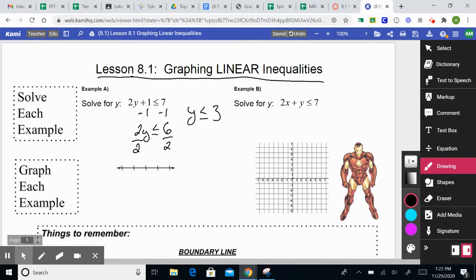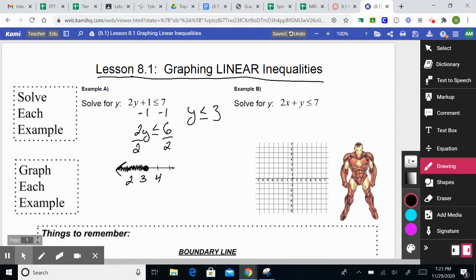So to graph this, I would put 3 in the middle, have 4, and 2 down here. Is this going to be an open or closed circle at 3? Well, since it's an equal to, it'll be a closed circle. And do I want the values less than 3 or greater than 3? I want the values less than 3. Y is less than 3. So I'm going to shade on the left-hand side, and that's my inequality.